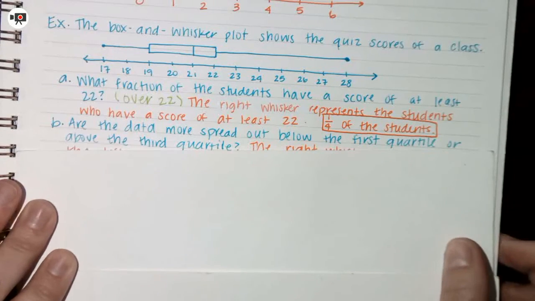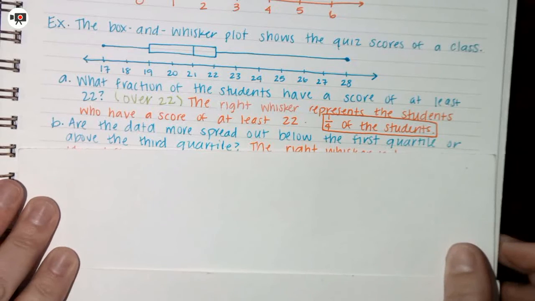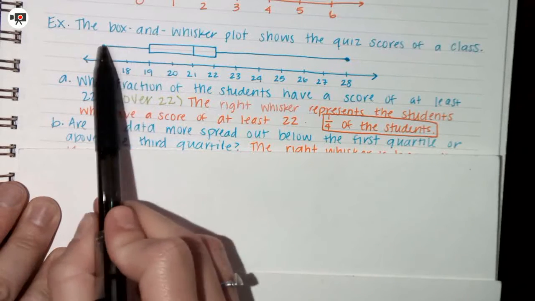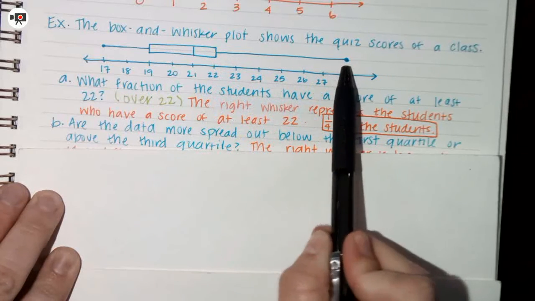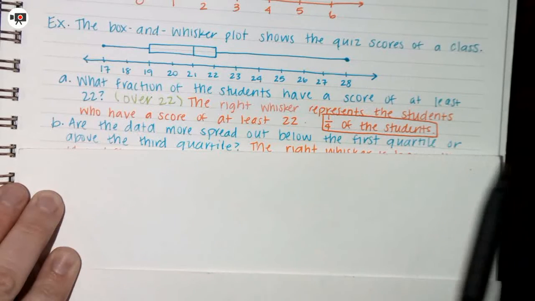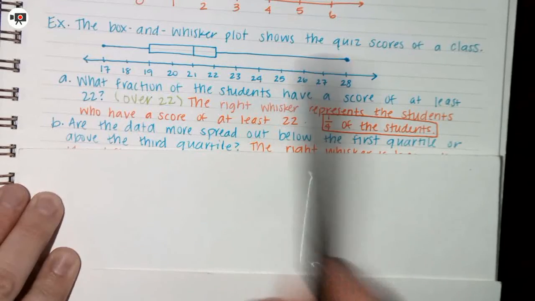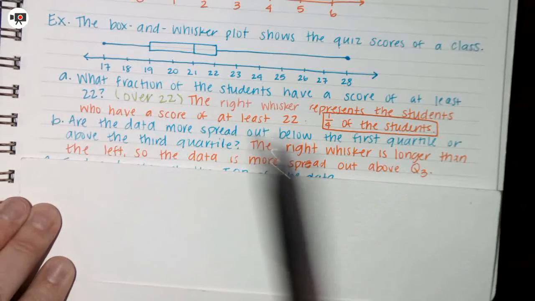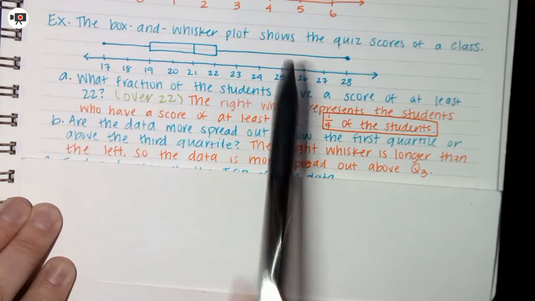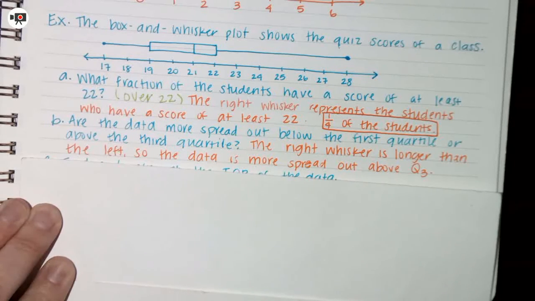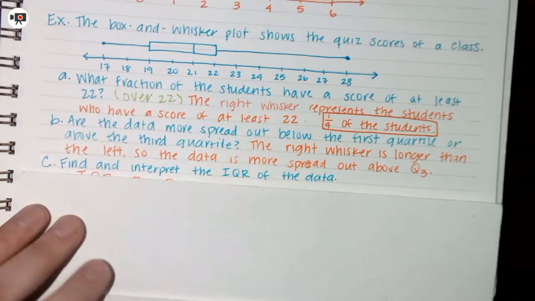Are the data more spread out below the first quartile or above the third quartile? So below the first quartile is the left whisker. Above the third quartile is the right whisker. So which one's more spread out? The whisker on the right is longer than the whisker on the left, and so above quartile 3 is more spread out.